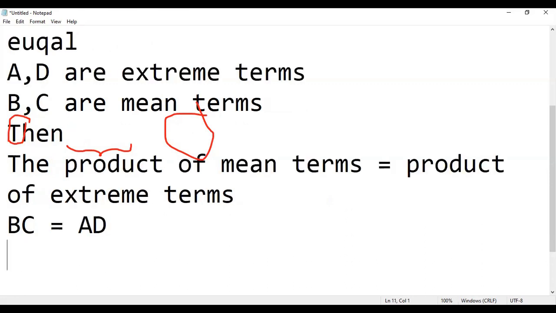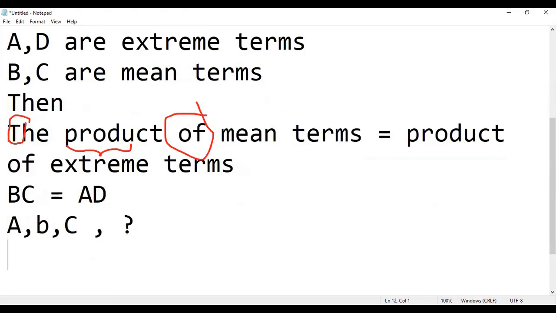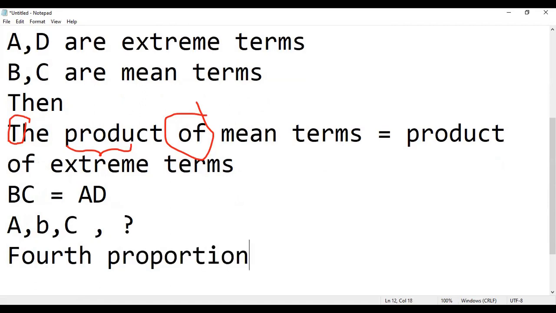And next, sometimes they give the values of A, B, C and you have to find the fourth value. That is not a sequence, that is not a series. Get it, all of you? That is, we have to say fourth proportion or fourth quantity.